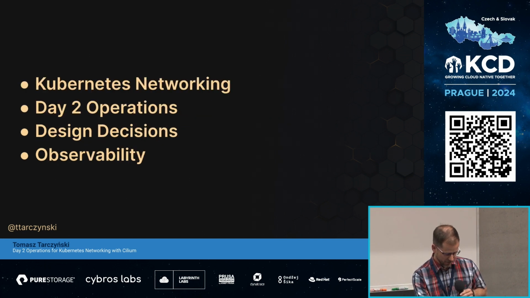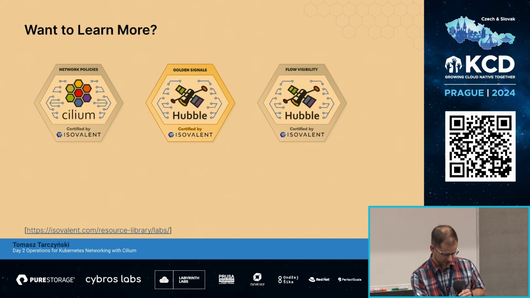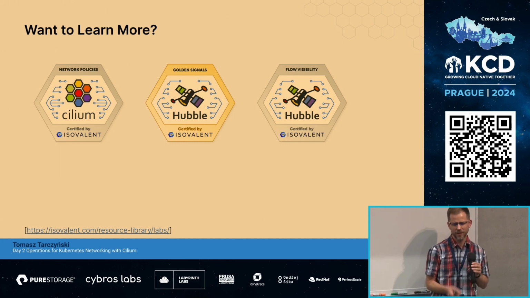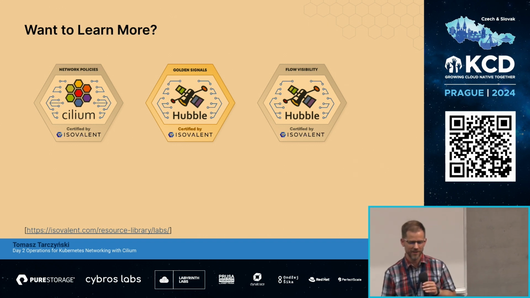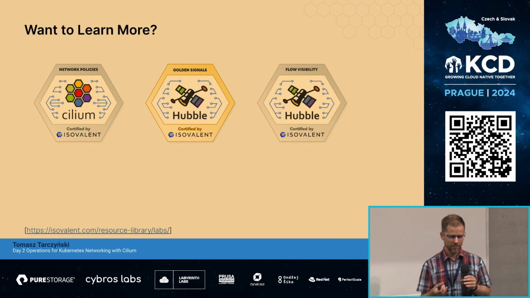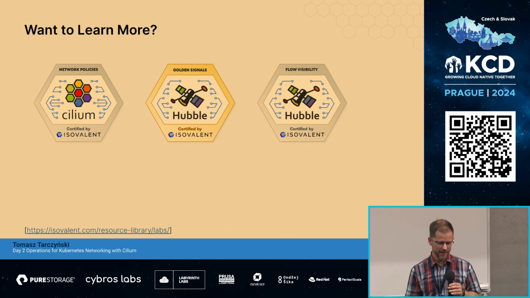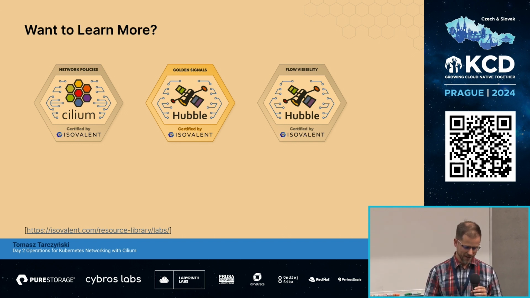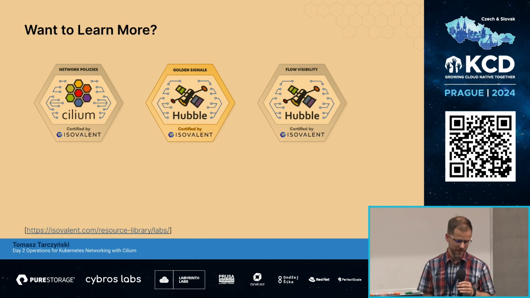And what I would recommend instead is you can play yourself with all those things. We have a really vast library of Cilium labs where you can learn all those functionalities in hands-on style, especially those related to observability, so the golden signals with Hubble and flow visibility with Hubble.